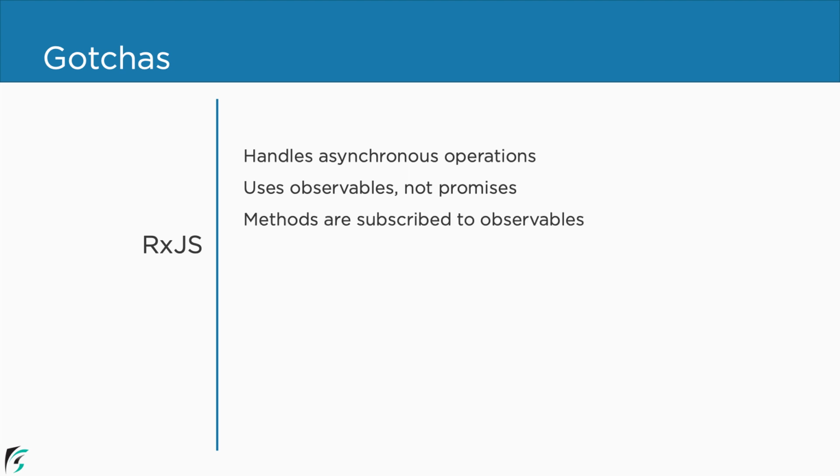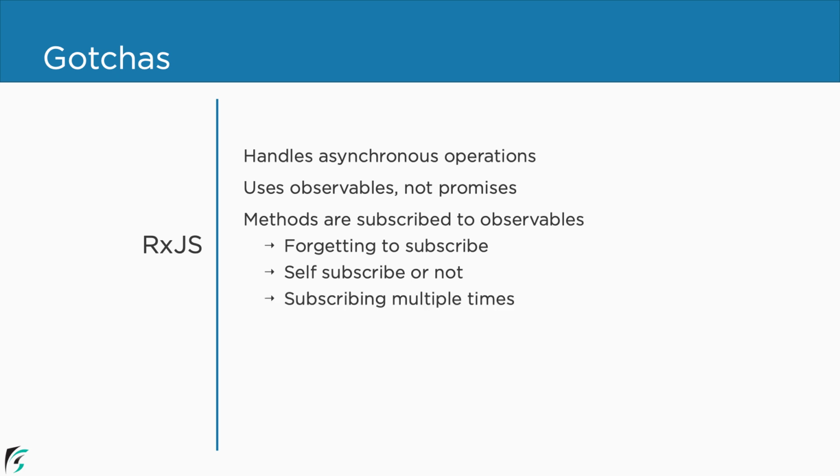Now, promises have been in development since a very long time, so shifting from promises to observables might take some time. Also, the methods in RxJS are subscribed to the observables. So there are few things we need to keep in mind while subscribing the method. We cannot forget to subscribe to an observable. Once subscribed, we need to consider if the method should be subscribed to the observable automatically or manually. Besides this, we also need to take care that we don't subscribe to an observable multiple times.